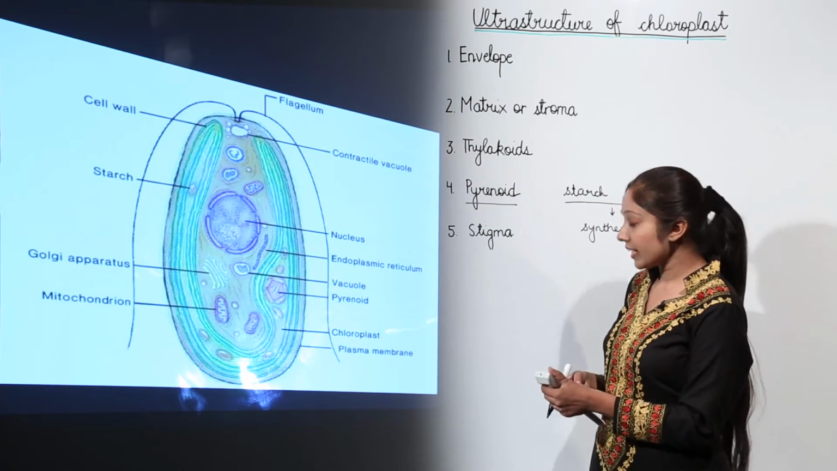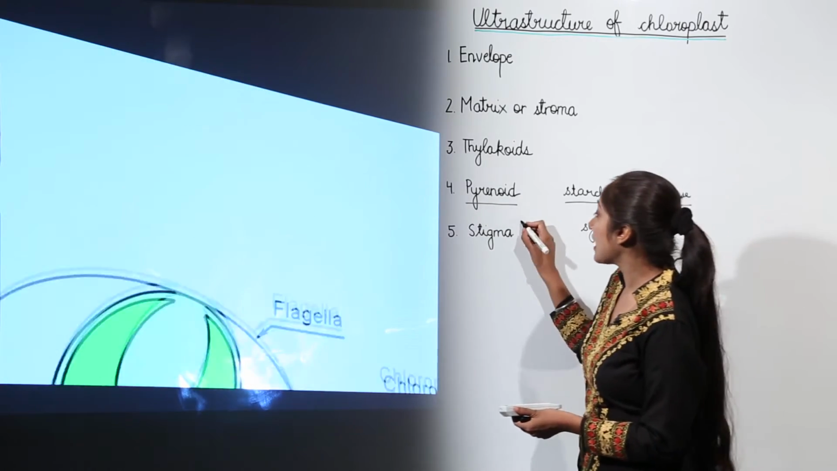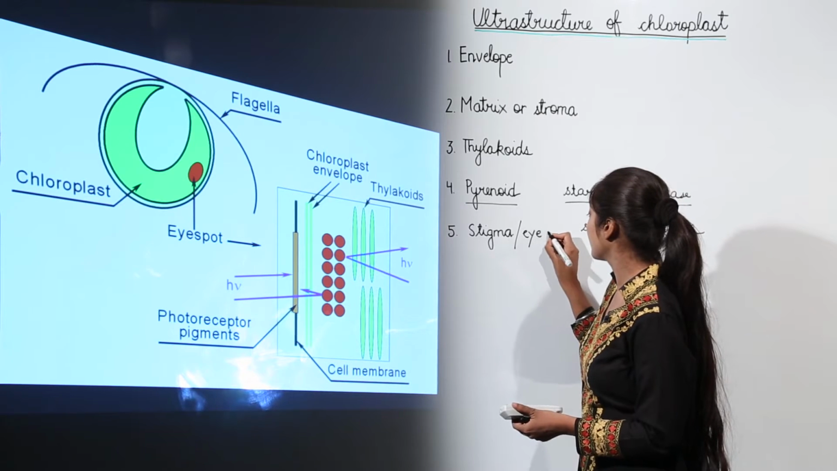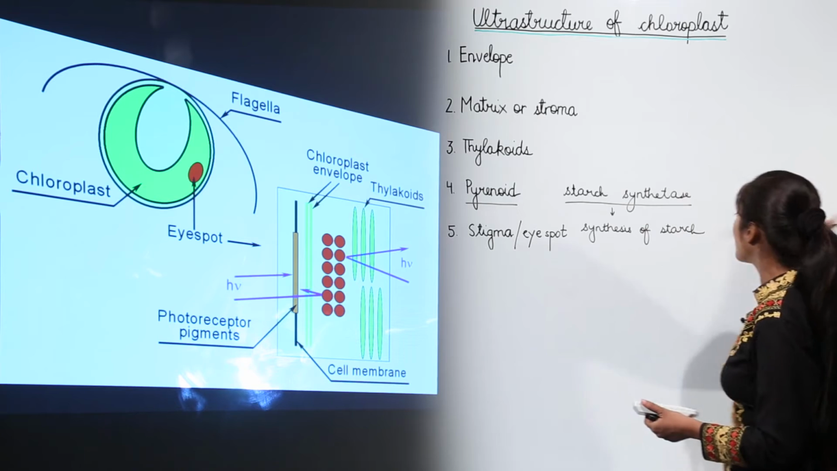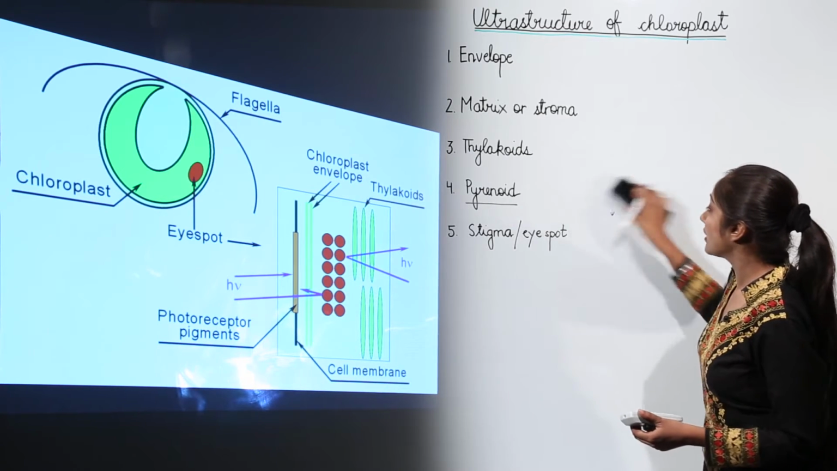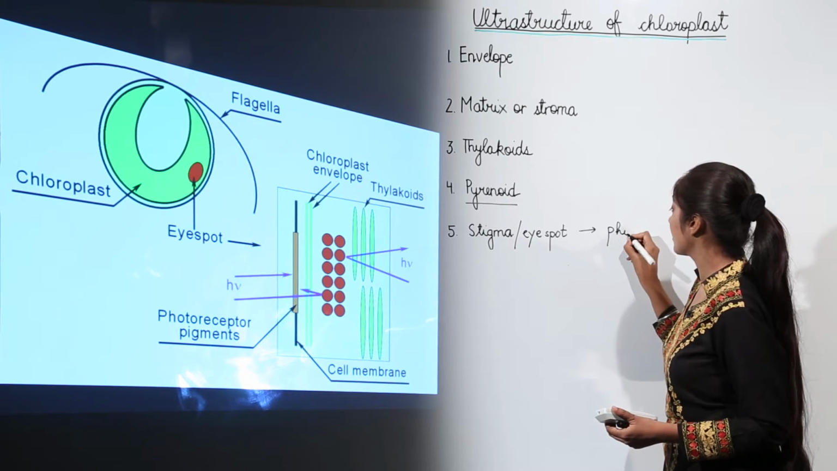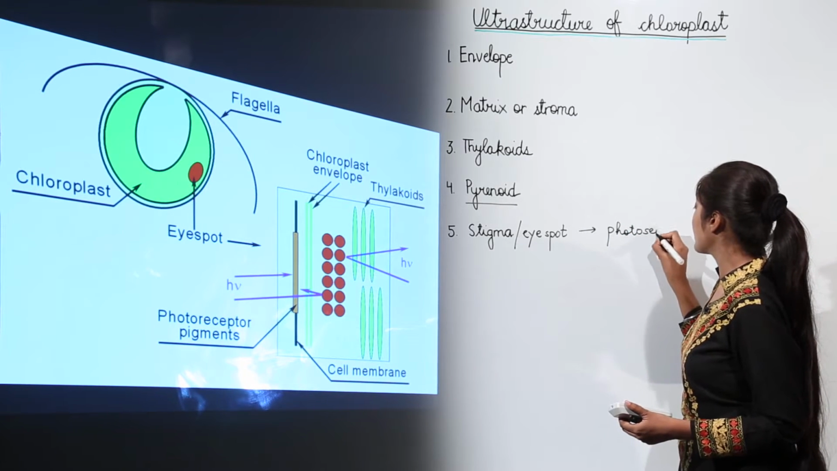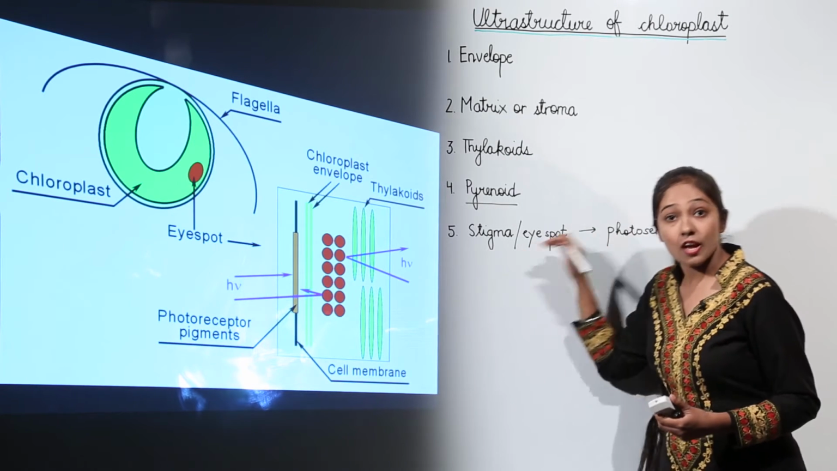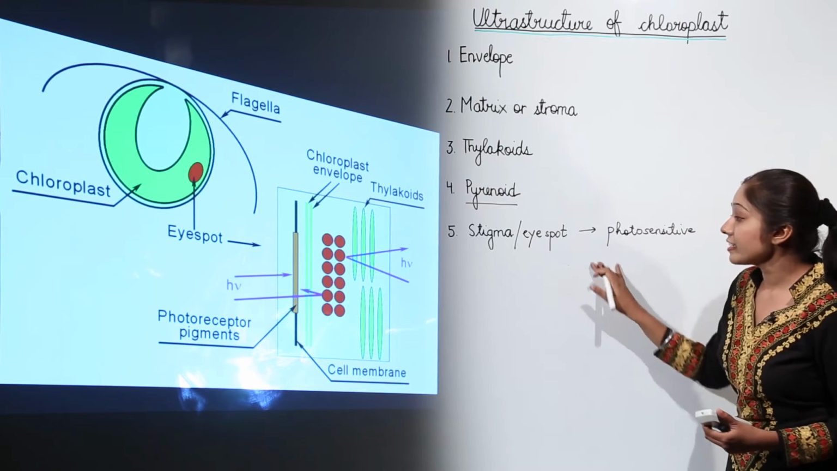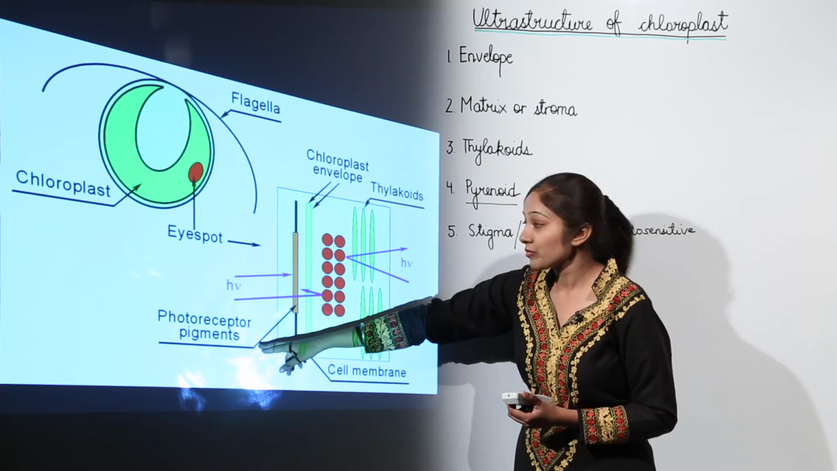Then we move on to the next, that is the stigma. Now the stigma is also known as an eye spot. Stigma is also known as what? It is also known as an eye spot. Now this eye spot is actually photosensitive. Since this eye spot is photosensitive, it is going to have some photoreceptor pigments.